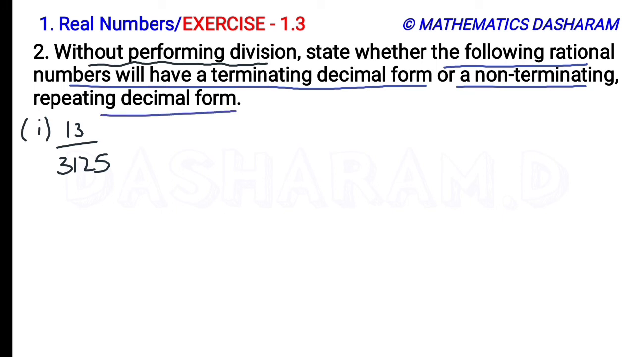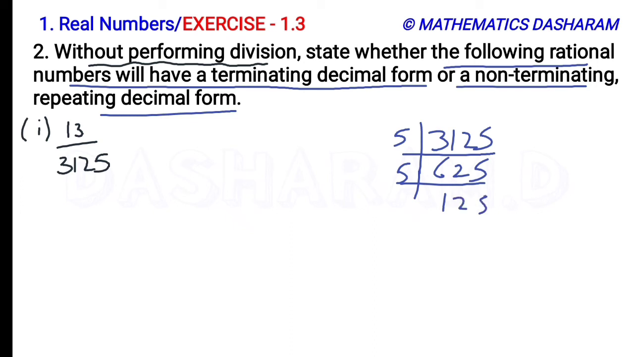Second bit, without performing a division, state whether the following rational numbers will have a terminating decimal form or non-terminating repeating decimal form. First do the factorization, same like the previous bit. So 5 2s are 10, 10 plus... it is not coming in the 3 table. Next 5, 5 6s are 30, 5 2s are 10, 5 5s are 25, 5 5s are 25.